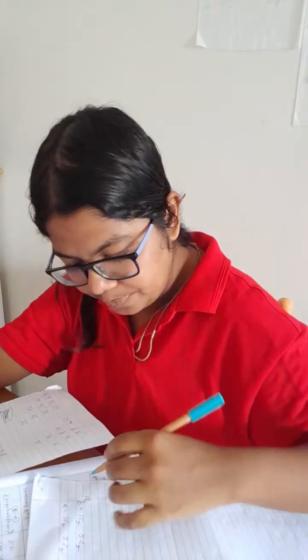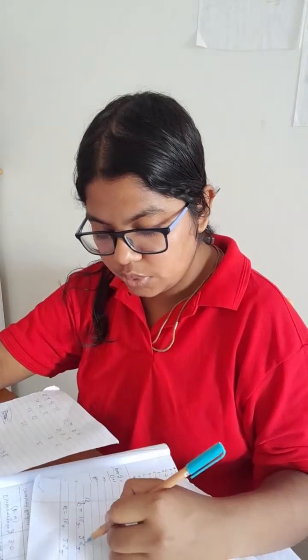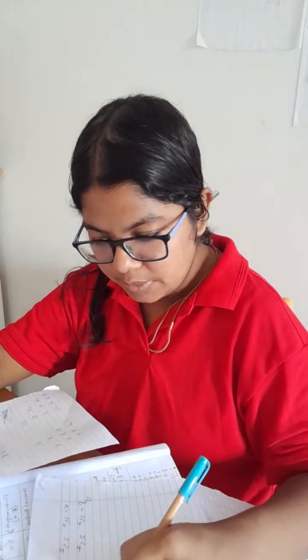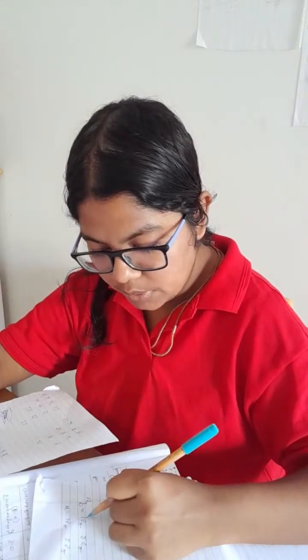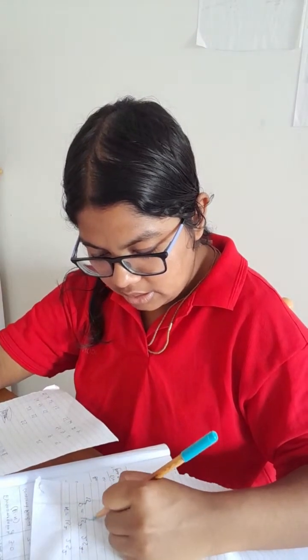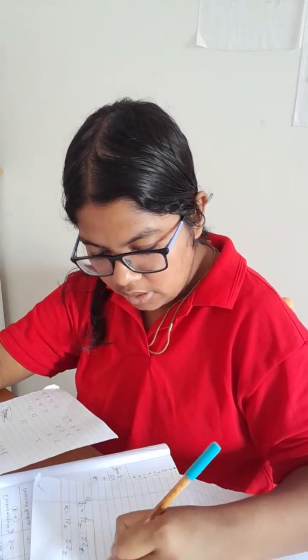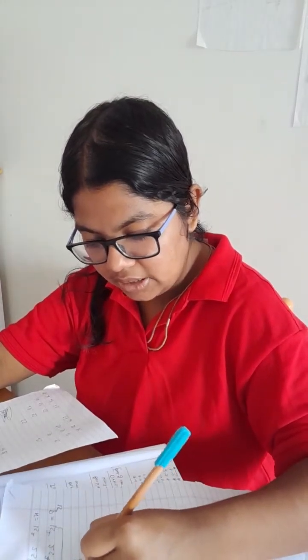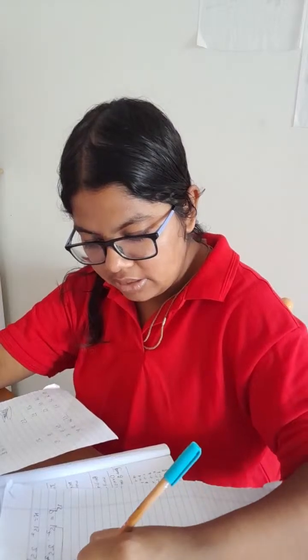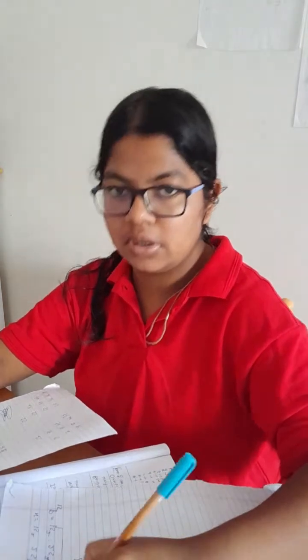So for phosphorus, its electronic configuration will be 1s2, 2s2, 2p6, 3s2, 3p3. The 1s2, 2s2, 2p6 is 10 electrons, the electronic configuration of neon. So we can also write it like this: neon, Ne, that is 10, and 3s2 means 12, and 3p3 is 15. Okay.